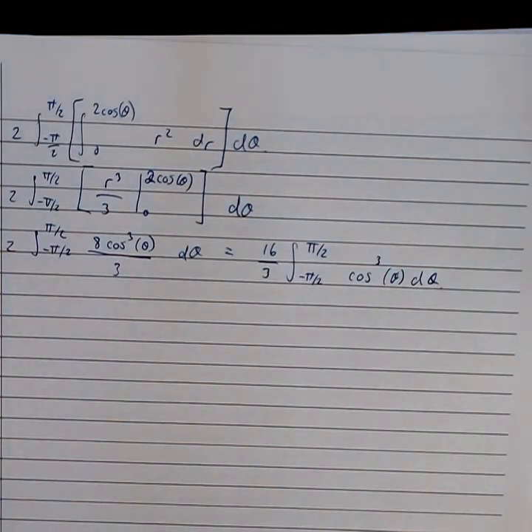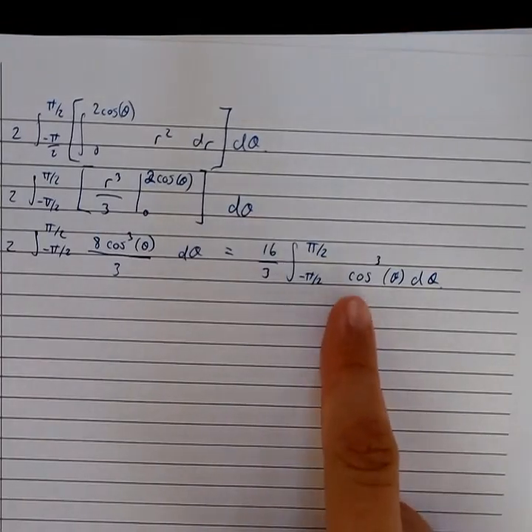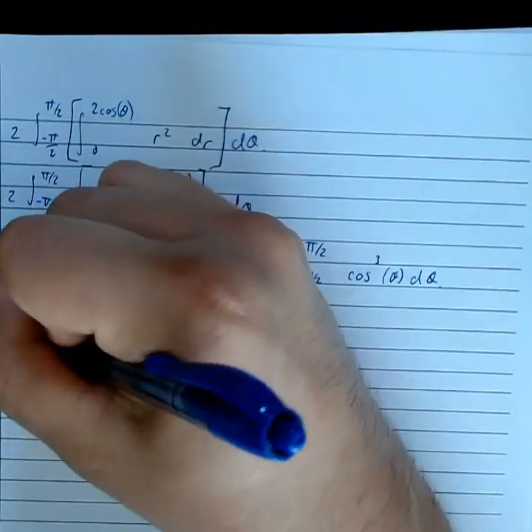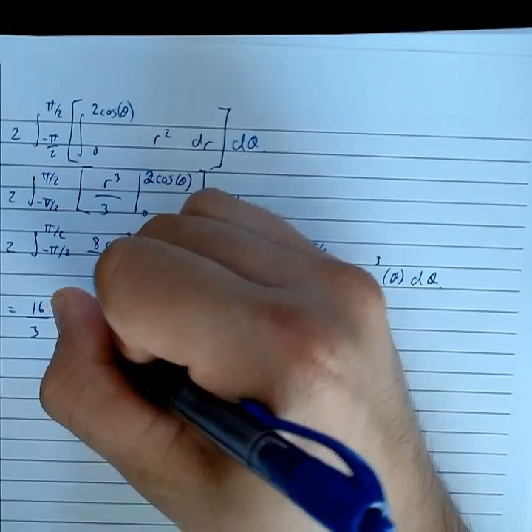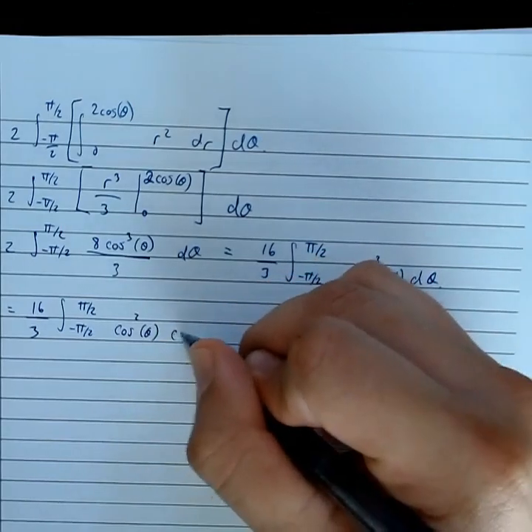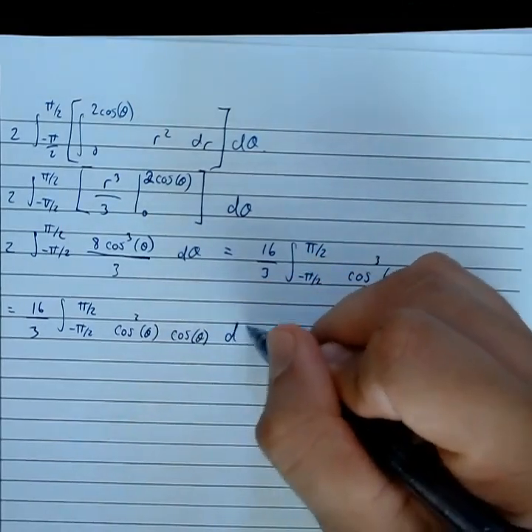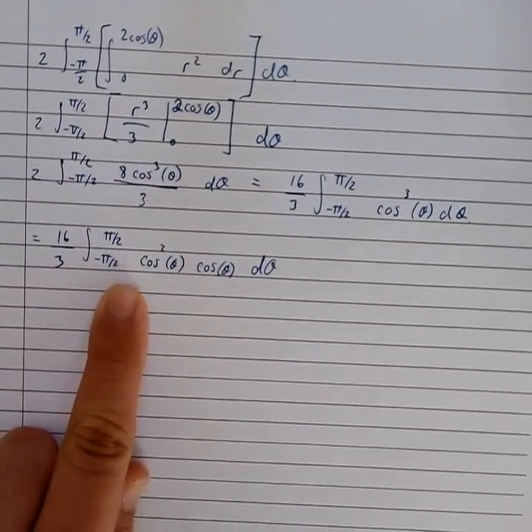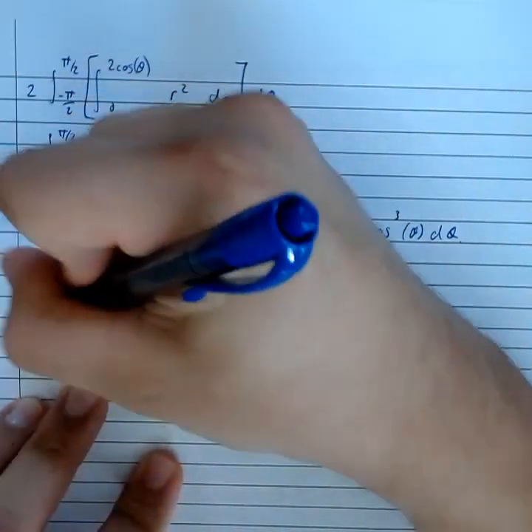We can go ahead and take off a single factor of cosine for this one. So that's going to be 16 over 3 times the integral of negative pi over 2 to positive pi over 2. We can write this as cosine squared of theta times cosine of theta d theta. And now by the Pythagorean identity, we can take cosine squared of theta and write it as 1 minus sine squared of theta.